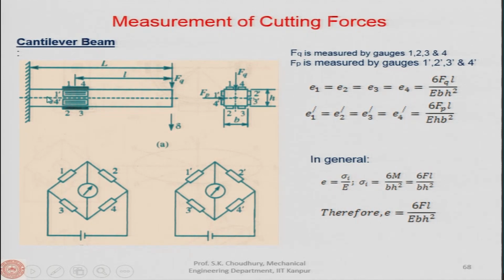So, 1, 2, 3, 4, these strain gauges will sense the force which will try to bend the cantilever beam because of the Fq, agreed. And similarly, 1 prime, 2 prime, 3 prime and 4 prime, these gauges will sense the force which will try to bend the cantilever beam because of the Fp. All right. So, Fq will be sensed by 1, 2, 3, 4 and Fp will be sensed by 1 prime, 2 prime, 3 prime, 4 prime.